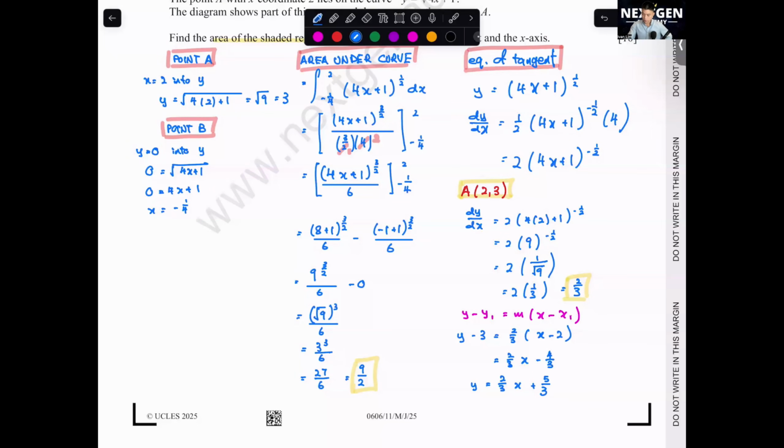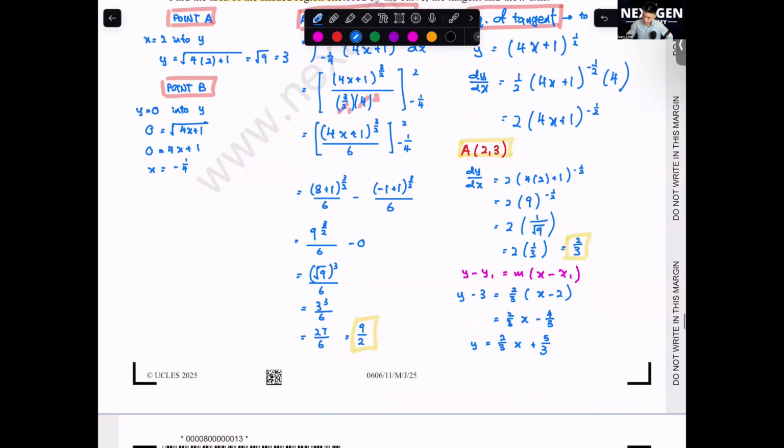What is this equation of tangent for? The equation of tangent is to find point B. So point B here is when y equals 0.